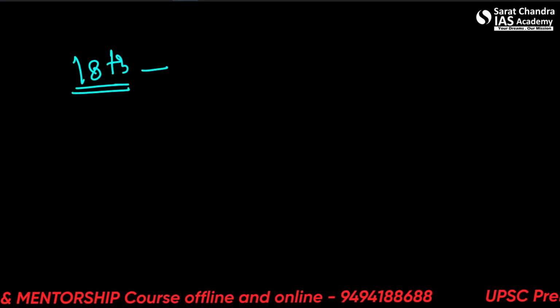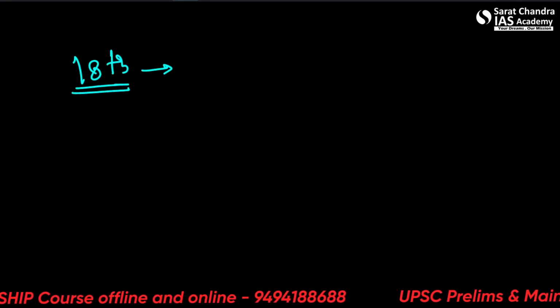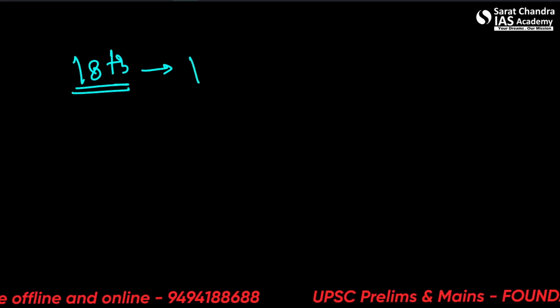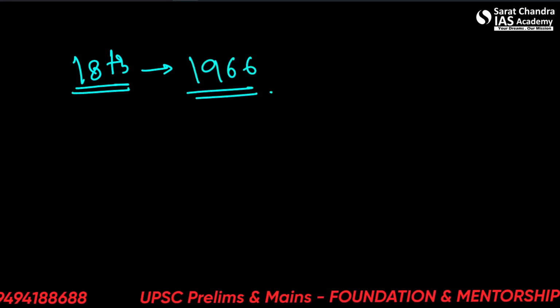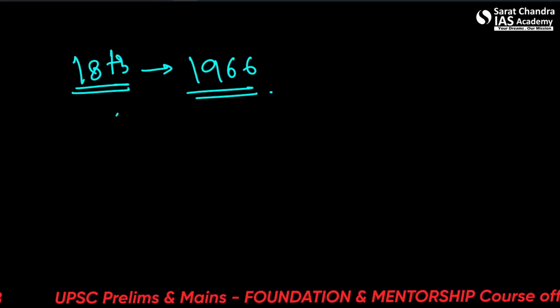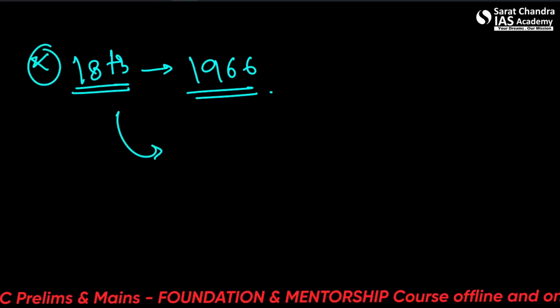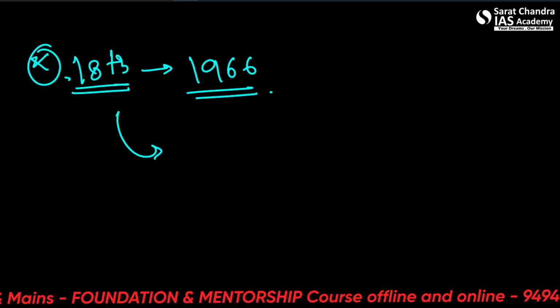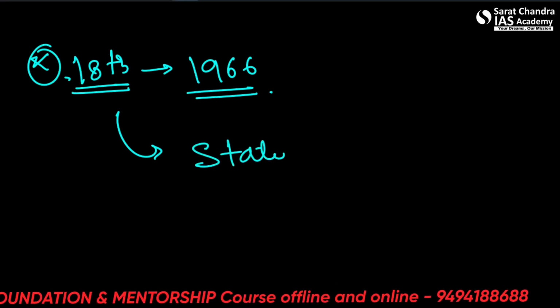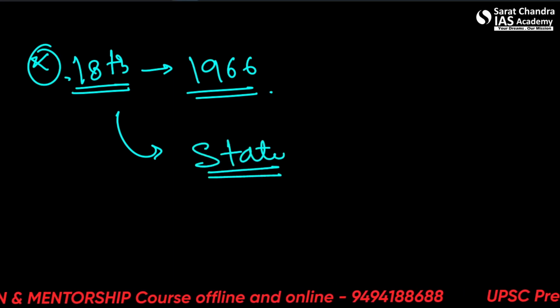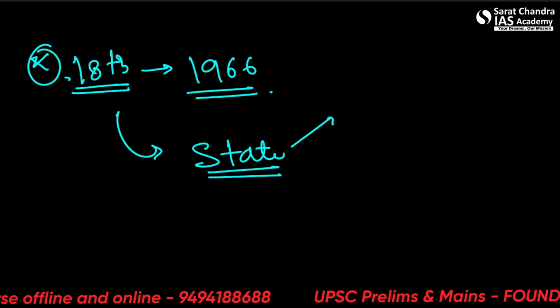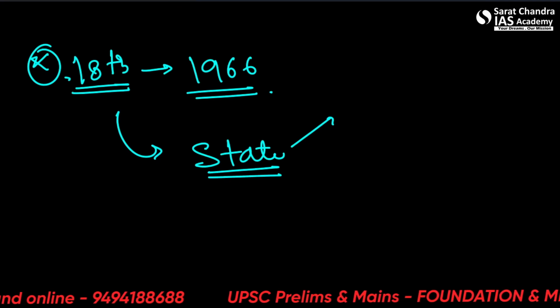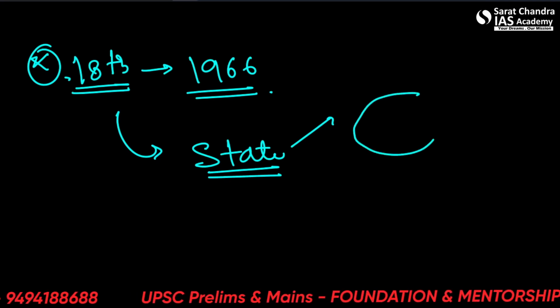So the 18th Amendment of 1966 made it clear that the power of Parliament to form a new state also includes the power to form a new state or union territory by uniting a part of a state or union territory to another state or union territory. This one is important. So basically, change of area from one state to another.